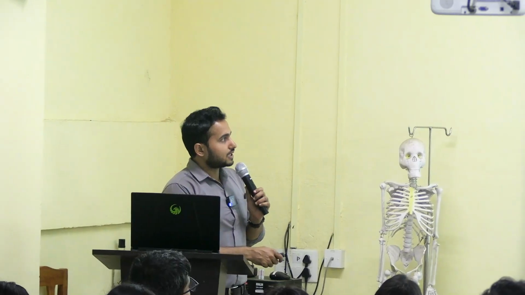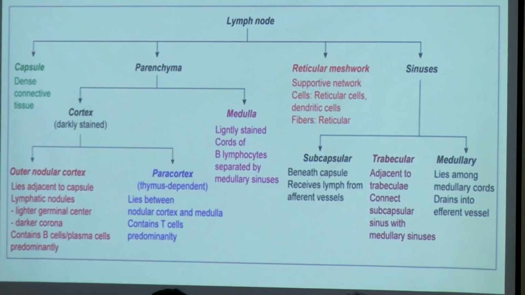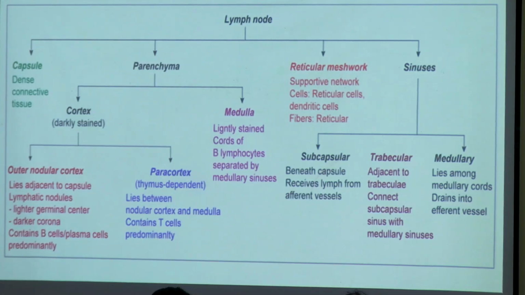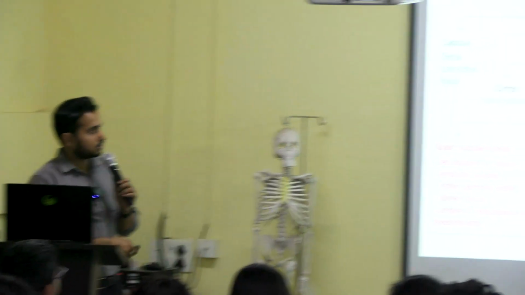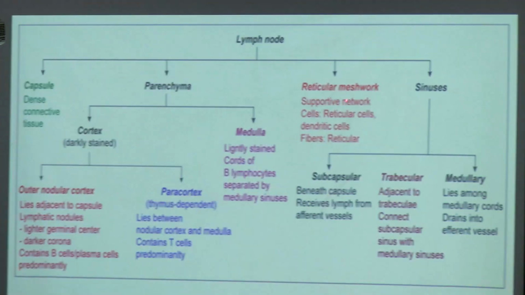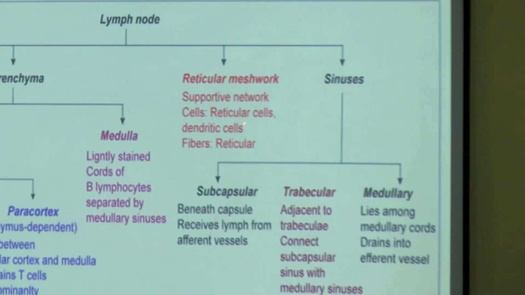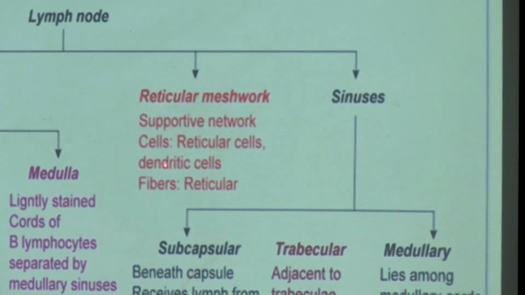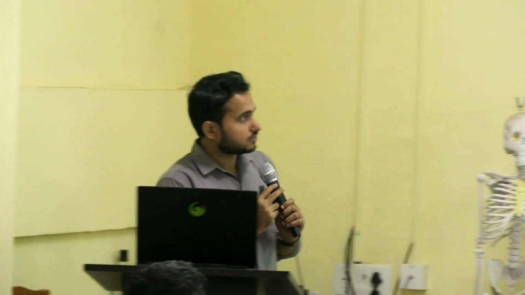Okay. Reticular meshwork, as I have mentioned earlier, जो lymphatic organs होता है उसका जो framework होता है, that is made up of reticular fibers. Don't forget that. Okay. तो supportive network जो होता है, that is made up of reticular cells. Then we are getting reticular fibers, and along with that dendritic cells are also present. Okay. Dendritic cells are antigen presenting cells.